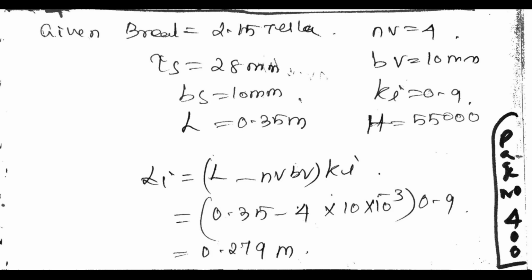Solution. Given values: B real is equal to 2.15 Tesla, tau, that is slot pitch, is 28 mm, Bs is 10 mm, L is 0.35 meter, NV is 4, BV is 10 mm, Ka 0.9, H is equal to 55,000. Li formula is bracket of L minus NV BV close bracket into Ka. Putting in the required values, we obtain Li is equal to 0.279 meter.